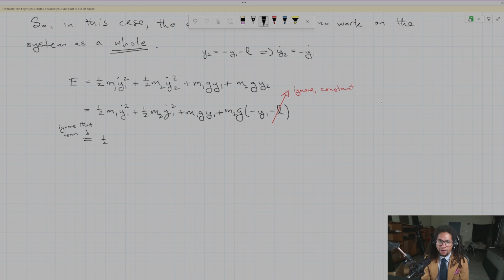Then I get 1/2 m1 plus m2, and instead of saying y1, let's also set y1 to y, just so that we don't have to keep writing it. So I get 1/2 m1 plus m2 y dot squared plus m1 minus m2 g y. Sorry, that should have been y dot squared. Just like before, we say that that's equal to the initial energy, and we're going to need some initial position.